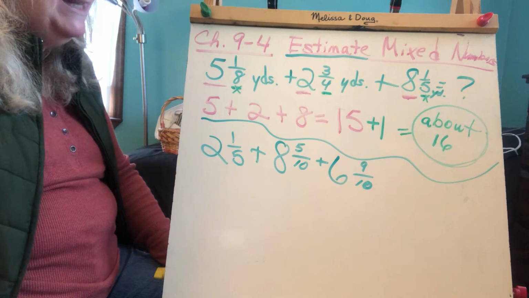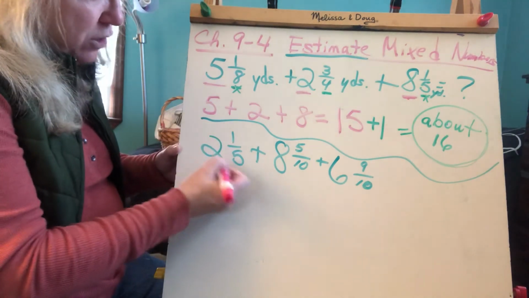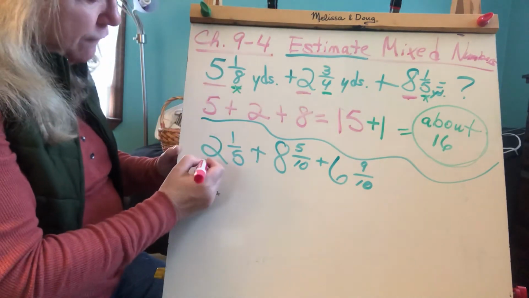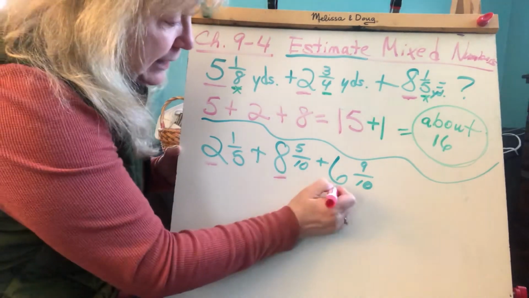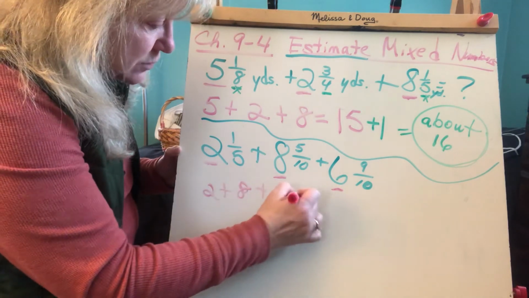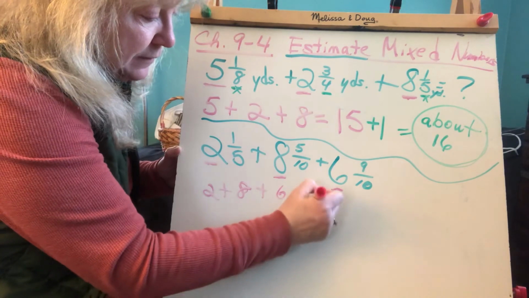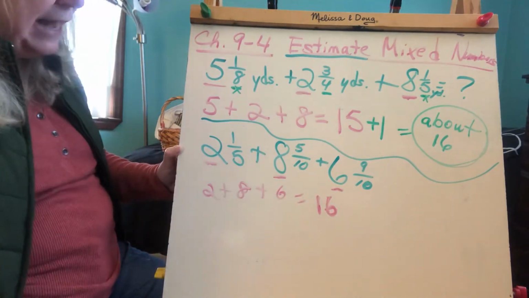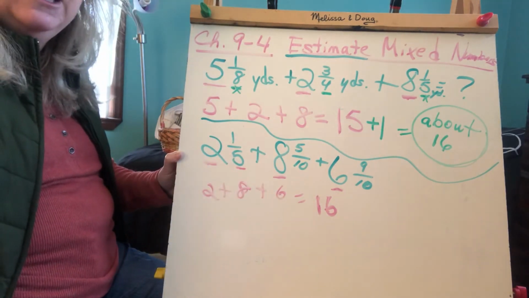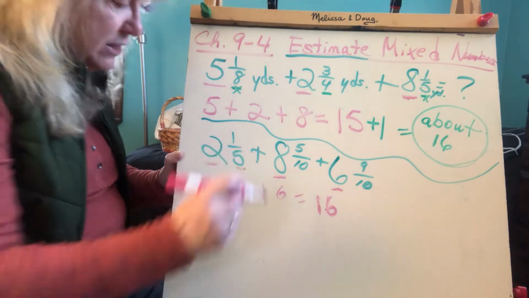Okay, so we're going to estimate. So when we estimate, we look at our whole number parts first. Our front end, this is using front end estimation. So we're going to look at our front numbers, which are 2 and 8 and 6. So it's going to be 2 plus 8 plus 6, which equals 8 plus 2 is 10, plus 6 is 16. Okay, now we have to consider our fractions. 1/5, is 1/5 equal to a half or greater than a half? No, it is not, so we do not have to consider that one.